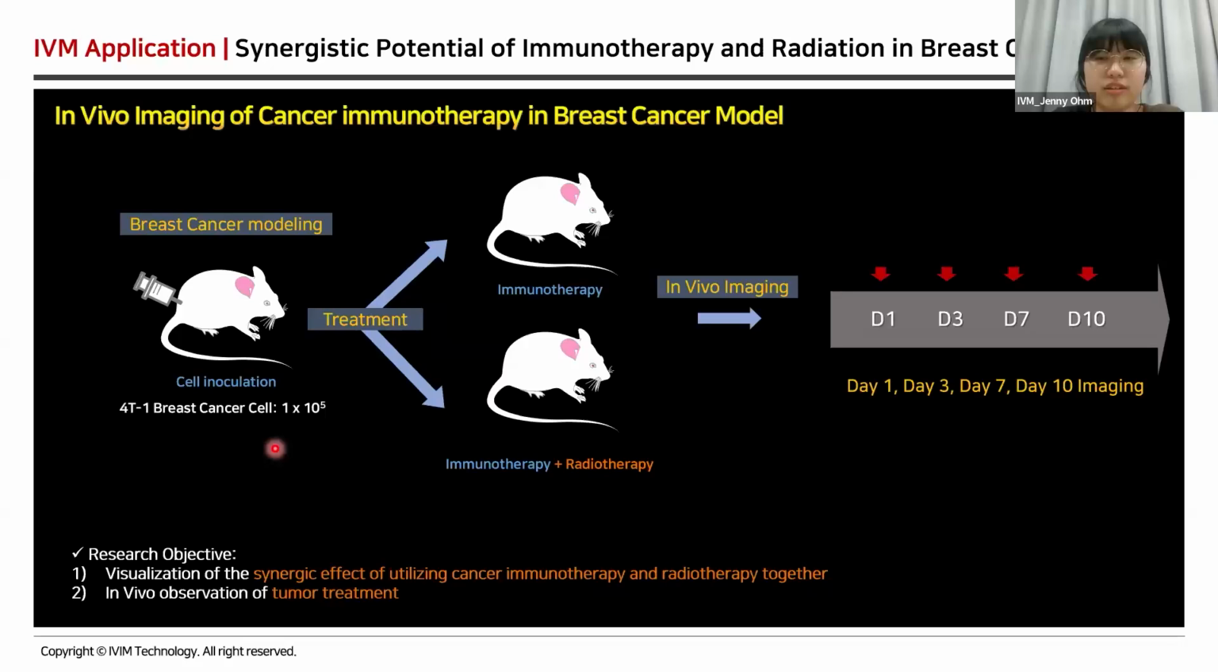In this study, a breast cancer model was established by injecting a breast cancer cell line into the flank region of nude mice. The animals were then divided into two groups. One group received immunotherapy alone, while the other received a combination of both immunotherapy and radiation therapy. Intravital imaging was performed on days 1, 3, 7, and 10 after the start of treatment to monitor tumor response, allowing for a direct comparison of therapeutic effects between the two groups.